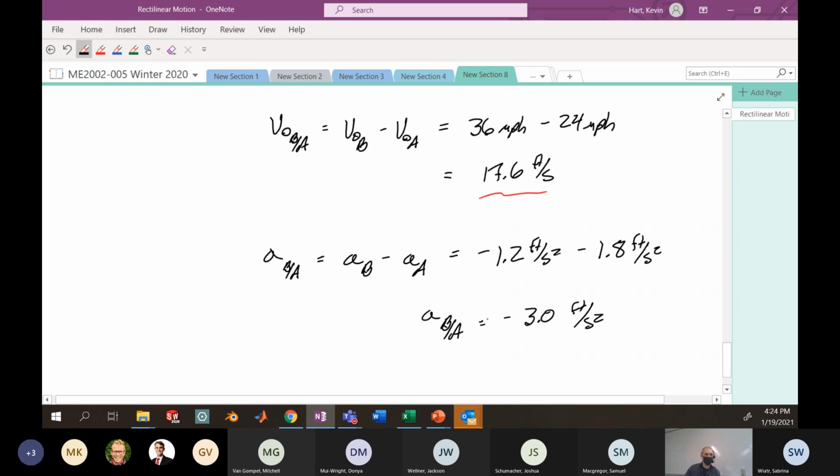So that means basically if you're driving in car A and you're observing car B, it more or less looks like it's accelerating towards you at 3 feet per second squared. Even though if you were standing still on the side of the highway and looking at car B, you'd only see it decelerating at 1.2 feet per second squared. That's all your frame of reference and how you're viewing this problem.